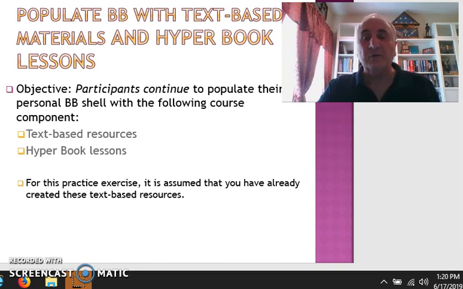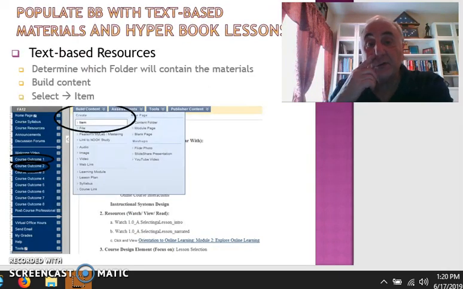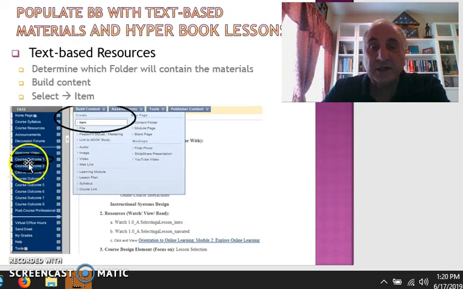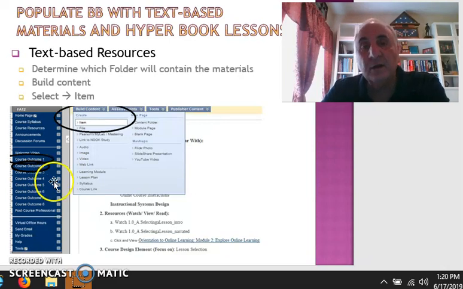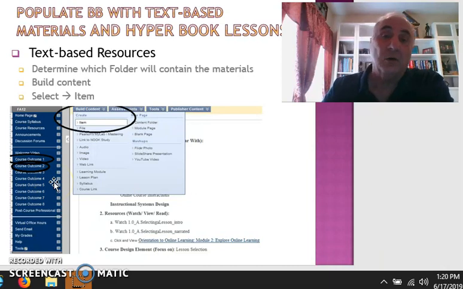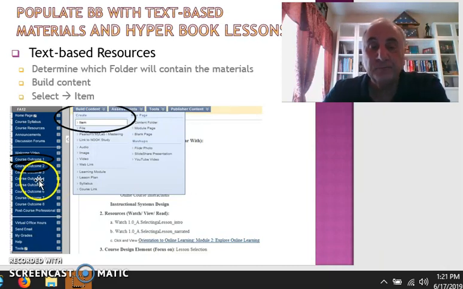And so now what we're going to do is populate those folders with text-based resources and hyperbook lessons. And again, we're going to assume that you have already created these text-based resources. For the text resources, you're going to begin by selecting which folder is going to contain your material. So go to your course tab, go into the folder that you want, whether it's lesson 3 or objective 5 or whatever it might be, like you see here. So there's an example, clicking on the course outcome, for example.